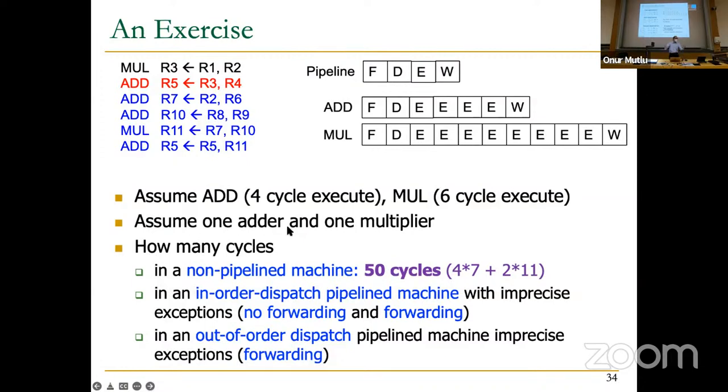And we're going to assume that the adder and multiplier are pipelined. There are four questions over here, basically. How long does it take to execute this code in a non-pipeline machine? So the non-pipeline machine is easy.